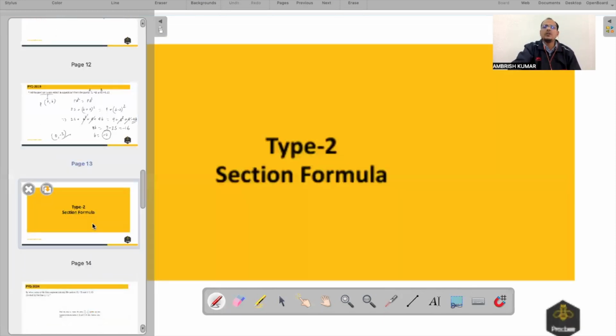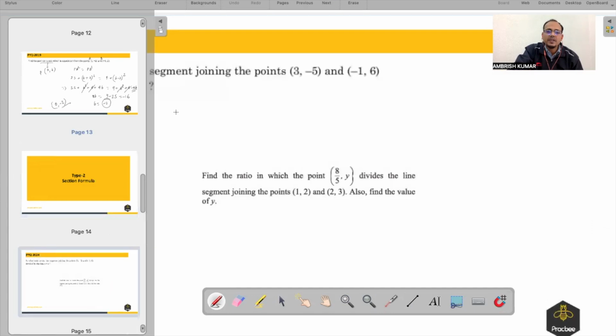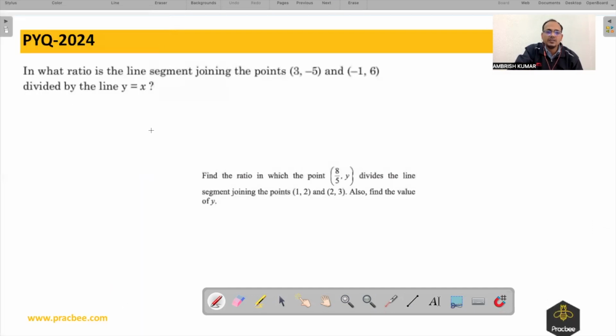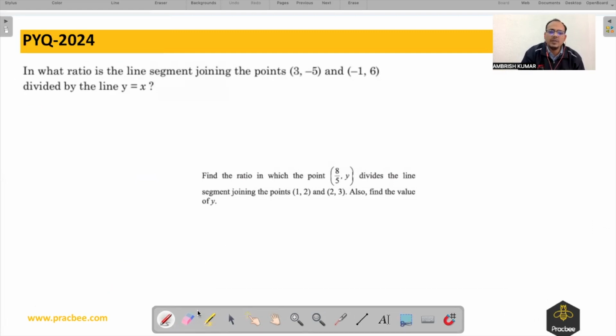So that's all about the distance formula. Now we are going to take up the questions based on the section formula. In what ratio the line segment, this is an optional question. We can take up any of the questions. One by one we will be taking both the questions.